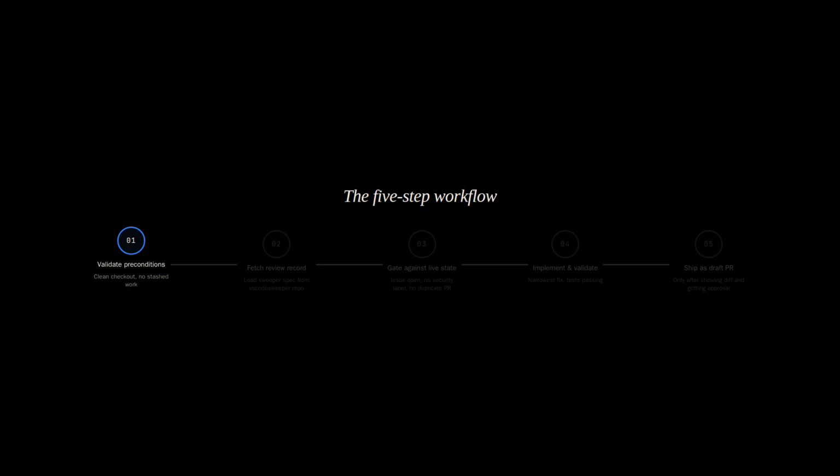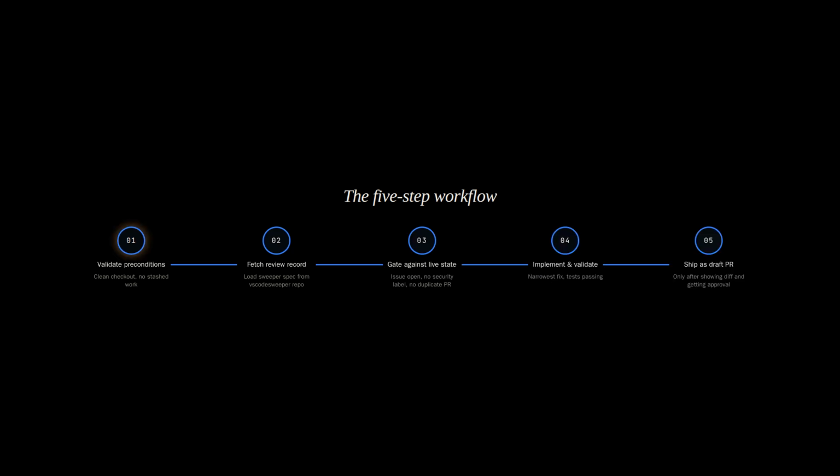The workflow has 5 stages. First, validate preconditions. The checkout must be clean with no stashed work so the agent never accidentally commits the maintainer's files. Second, fetch the review record from the Sweeper repo. Third, gate against live GitHub state to prevent duplicate work or security disclosures. Fourth, implement the fix with tests. And fifth, ship as a draft pull request, but only after showing the maintainer the diff and receiving explicit approval.